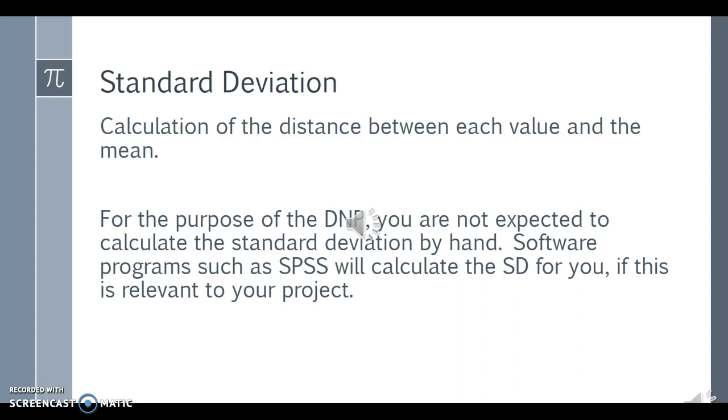The standard deviation is calculated between the distance of each value and the mean. For the purpose of the DNP, you are not expected to calculate the standard deviation by hand. This would require a more advanced course in statistics. But there is software available, such as SPSS, that will calculate the standard deviation for you if this is relevant for your project.